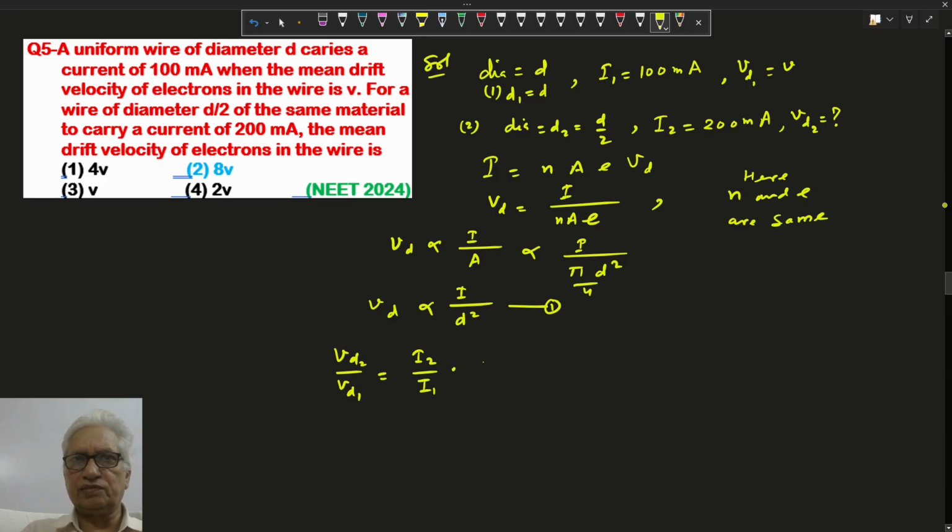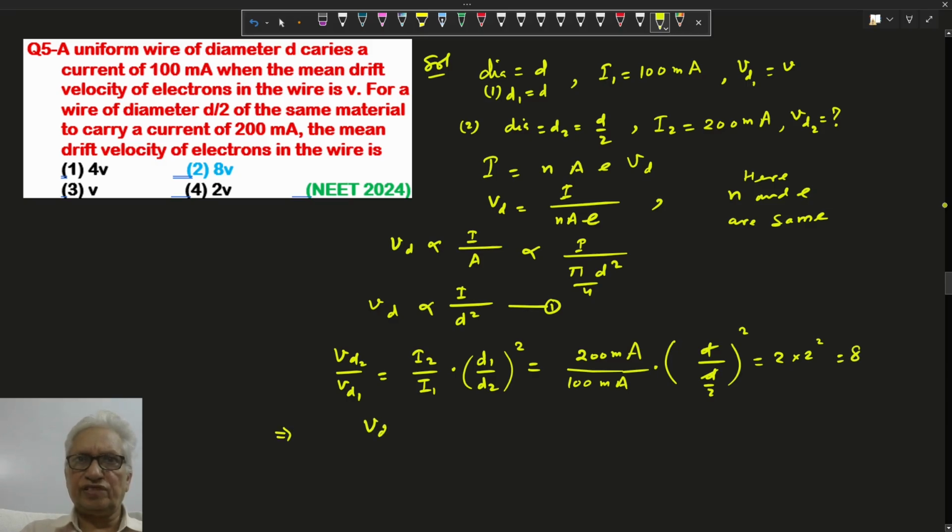inversely proportional to diameter square, so it will be inverted, d1/d2 whole square. I2 is 200 milliampere, I1 is 100 milliampere, diameter d1 is d. Pi will also cancel out, and 2 is left. Going up, the square of 2 is 4, so it comes to 8. So Vd2 will be 8 times Vd1, that is 8V.